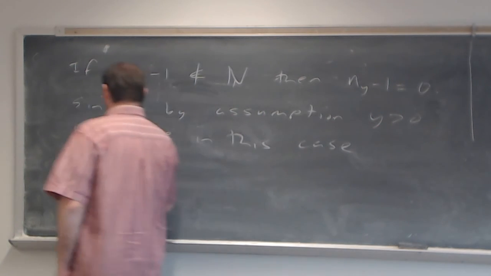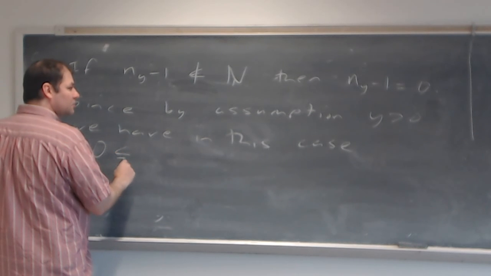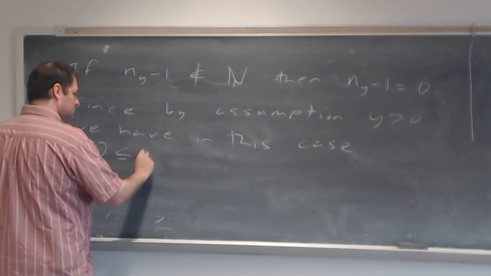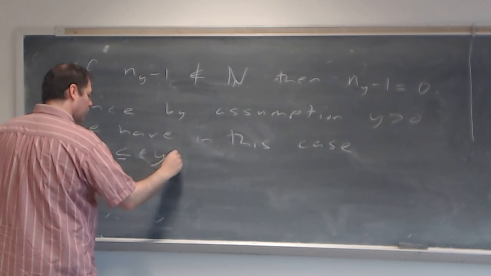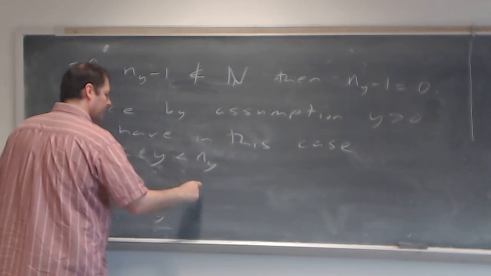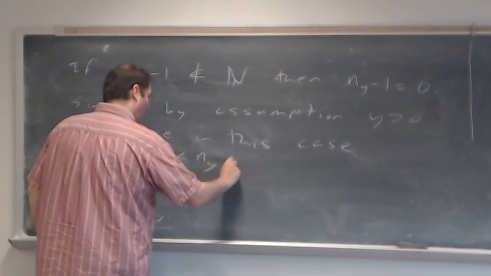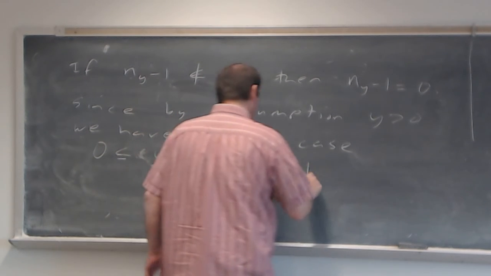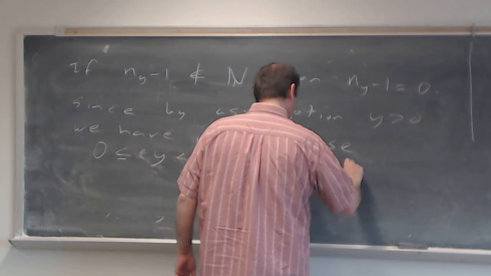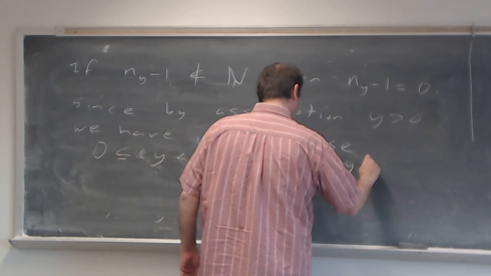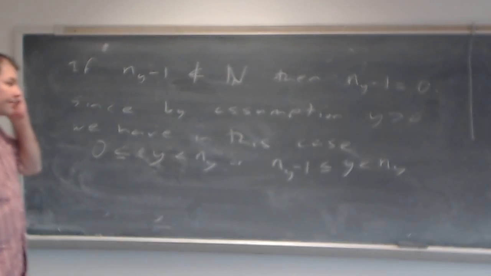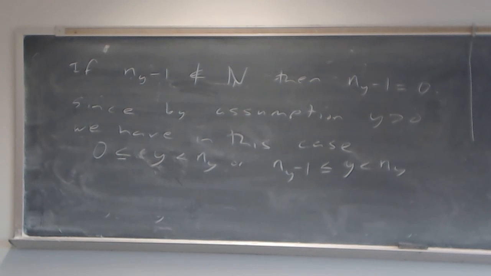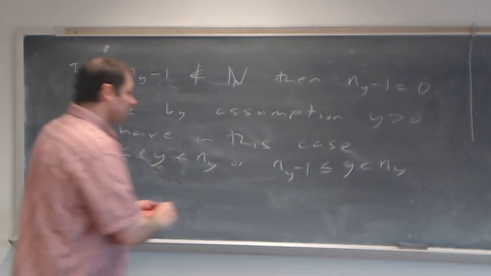that 0 is less than or equal to y, which is less than n sub y. Or n sub y minus 1, which is what 0 is less than or equal to y, is less than n sub y. That's what I'm going to write. Okay, and that concludes it.